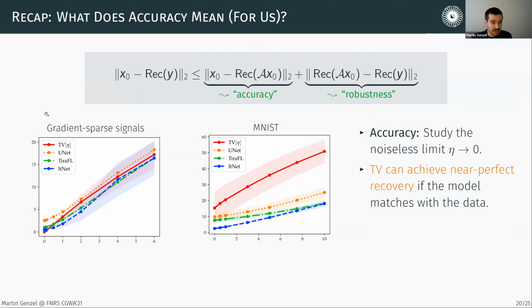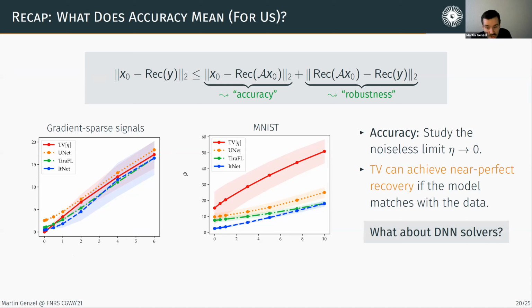These are just pictures that you've seen before. Accuracy essentially corresponds here to the left end of these curves, right? So the cross section that you would obtain at the left end of these curves. And if you have a close look at this, what is remarkable is that the only method that can really achieve zero error, at least in the situation of gradient sparse signals, is TV minimization, right? Here it's almost exactly zero, or up to numerical precision. And for the neural networks, you don't observe it. They give you good reconstructions, but not perfect ones.